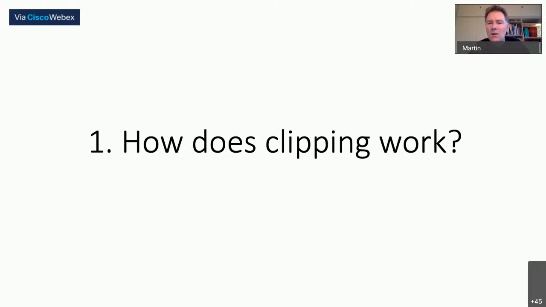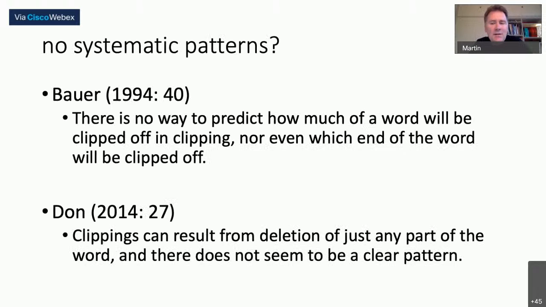So how does clipping work? And here, I'm afraid I have to start with what appears to be a little bit of bad news. If you look at introductory textbooks on English linguistics or English morphology, more often than not, what you read is that there is nothing particular to see with regard to clipping and that you should move on to more interesting, more systematic topics. The wide variety of clippings, so front clipping, middle clipping, end clipping, and so on and so forth, has led some researchers to conclude that there are really no systematic patterns at all.